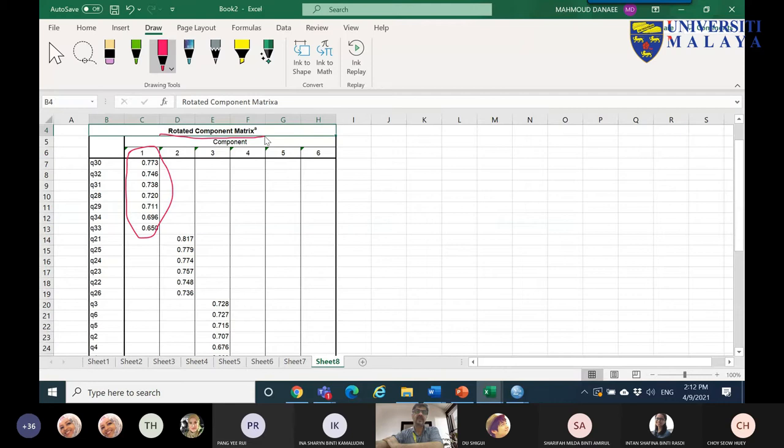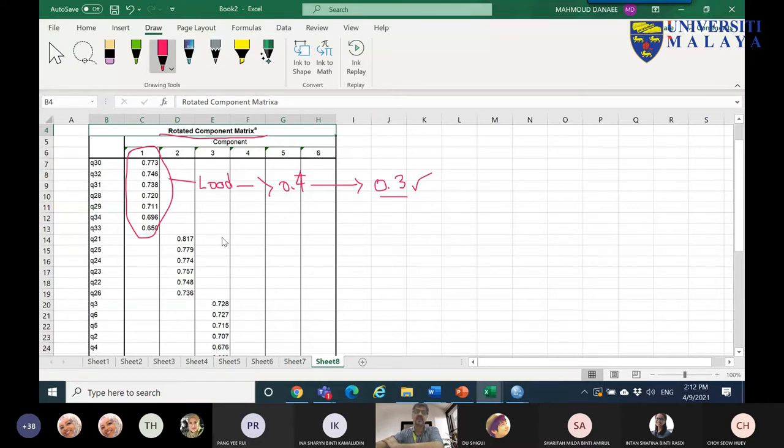So remember, according to the rotated component matrix, all these numbers are loading factors. The loadings should be more than 0.4. It depends on your study. Sometimes, to be more conservative, some of the references mention more than 0.3 can be kept. The point is that you need to make sure that there is no cross loadings.